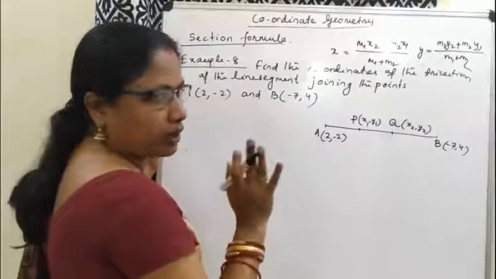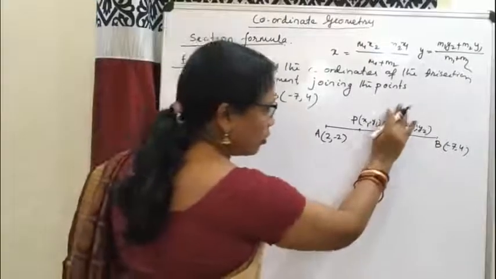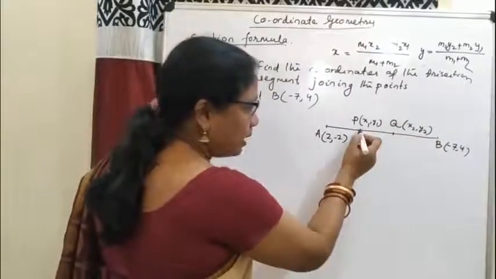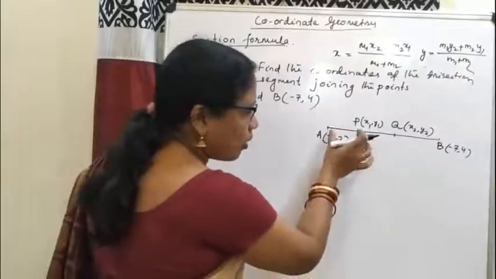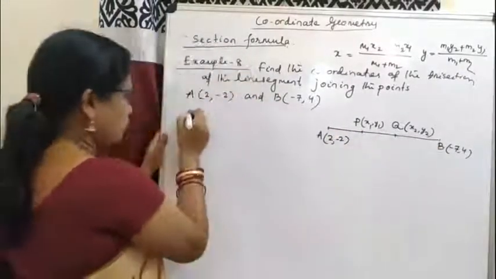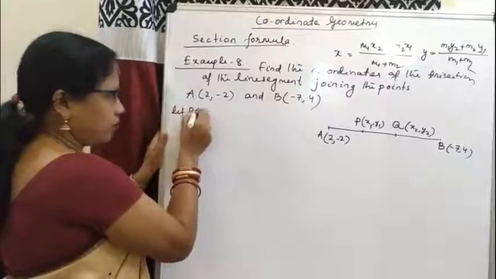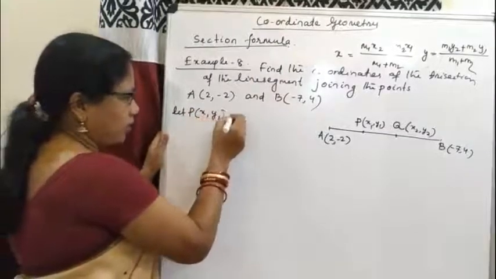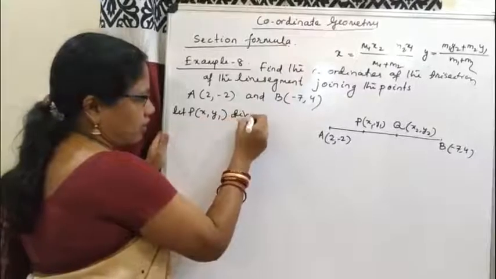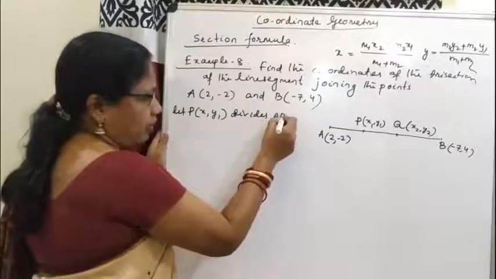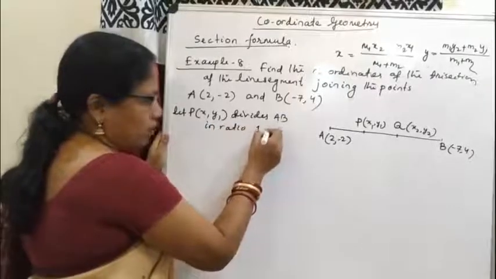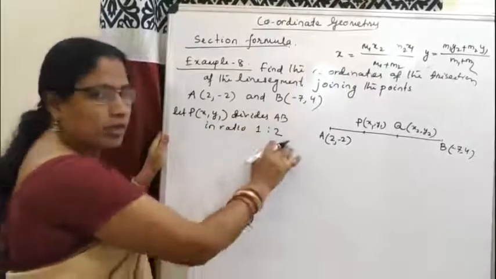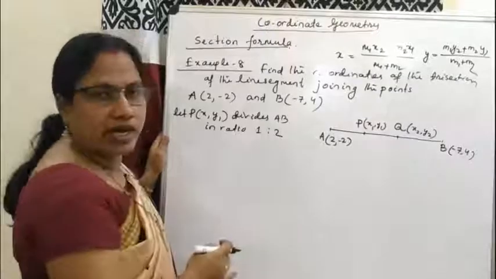First you take P, you ignore Q. So consider P. P divides AB in the ratio 1 is to 2. So let P (x1, y1) divide AB in the ratio 1 is to 2. By using this ratio we will find x1, y1.